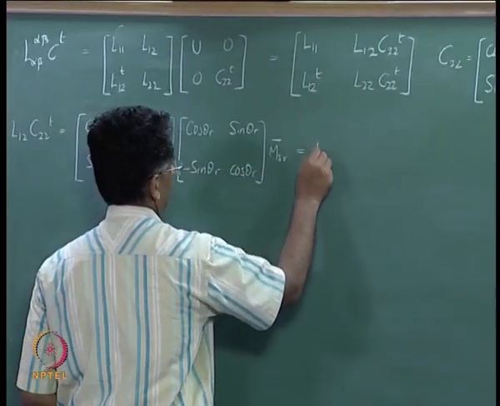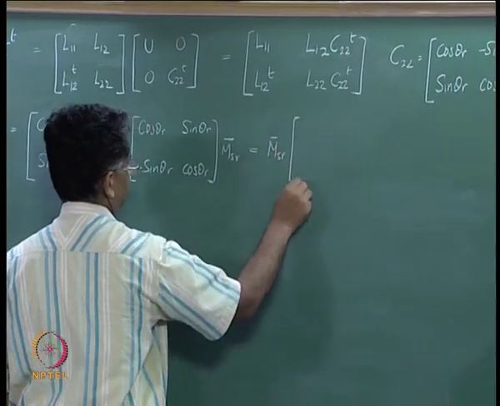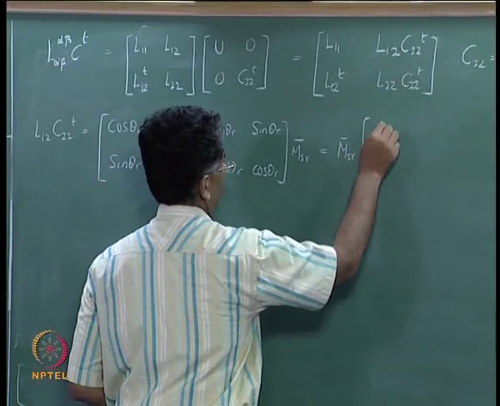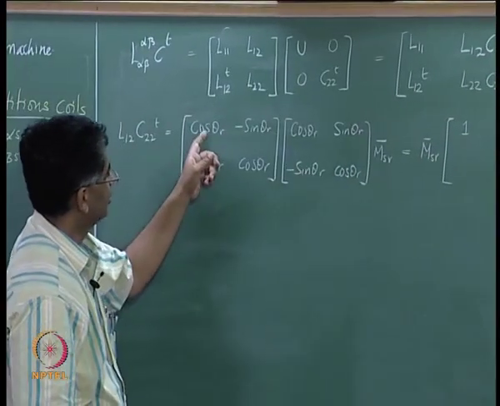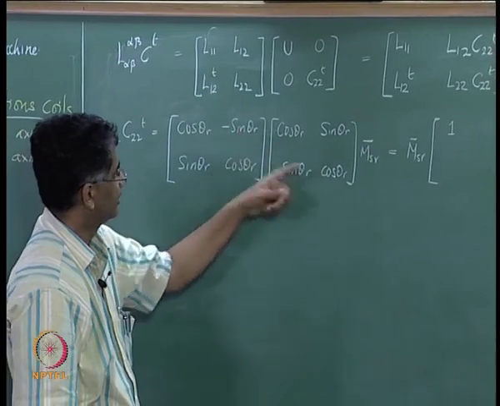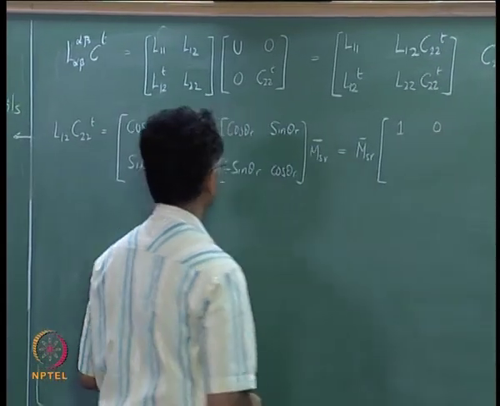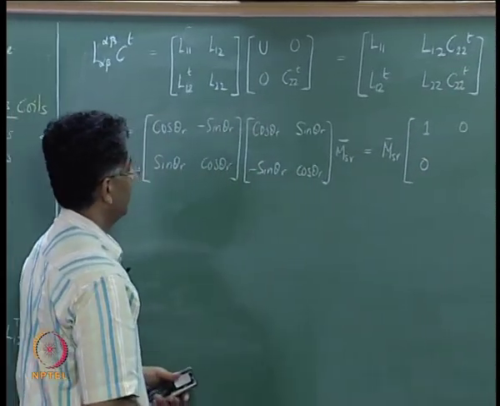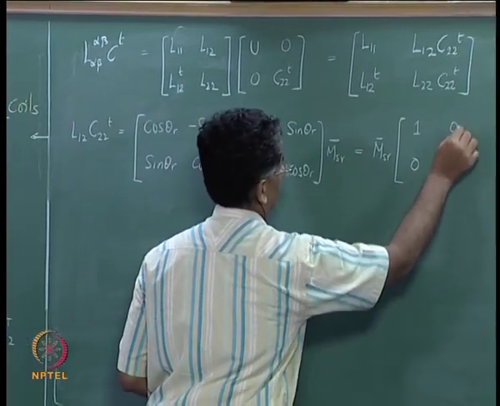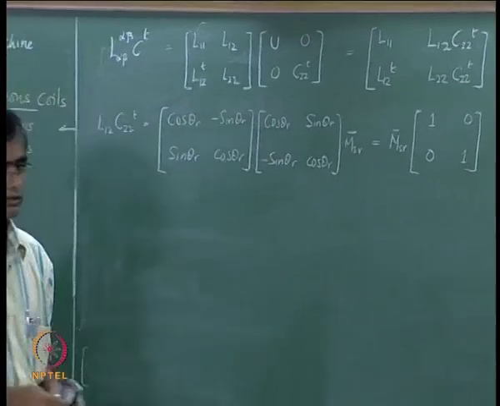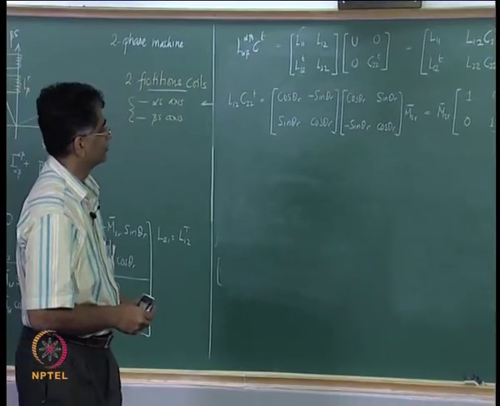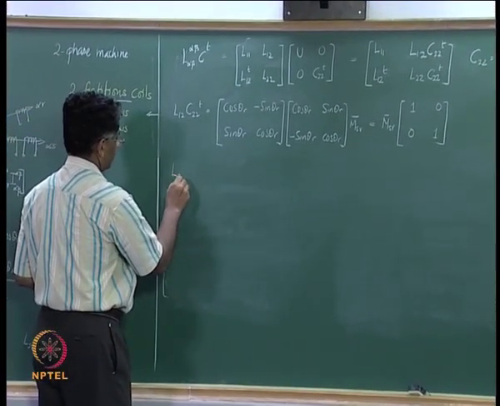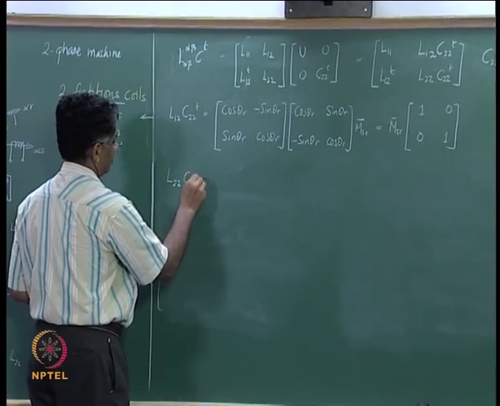So this is therefore equal to MSR bar times: the first term is cos square theta plus sin square theta, that is 1, and the next term here is cos theta sin theta minus sin theta cos theta, so that is 0, and here you have sin theta cos theta minus sin theta cos theta is 0, and sin square theta plus cos square theta is 1. So L12 C22 transpose reduces to a fairly simple matrix, that is what you have. The next term that you need to get is L22 C22 transpose.